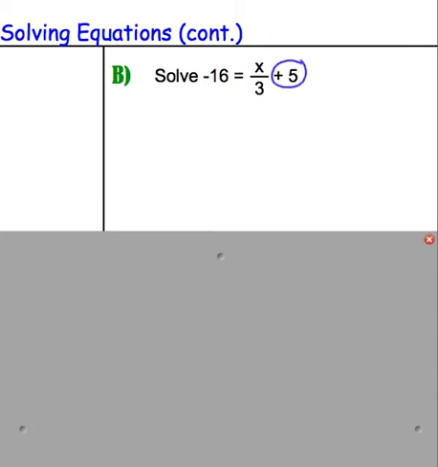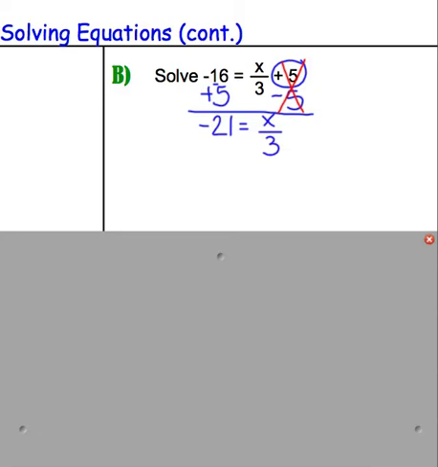So what we're going to do to get rid of plus 5 is we're going to subtract 5. But if I remember, if I subtract 5 from the right side, I have to subtract 5 from the left side. So when I do that, negative 16 minus 5, adding the opposite, so negative 16 plus negative 5 is negative 21. And over here, positive 5 minus 5 is 0, so we get rid of that, leaving me with x over 3 on the right-hand side. Now, to get rid of dividing by 3, we multiply by 3.